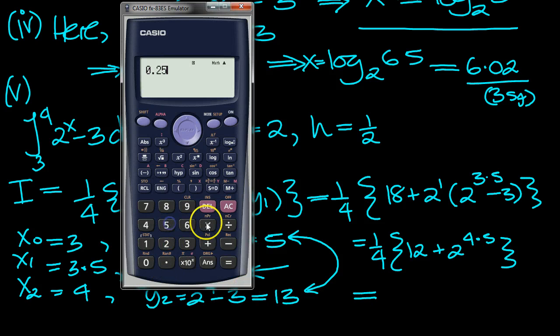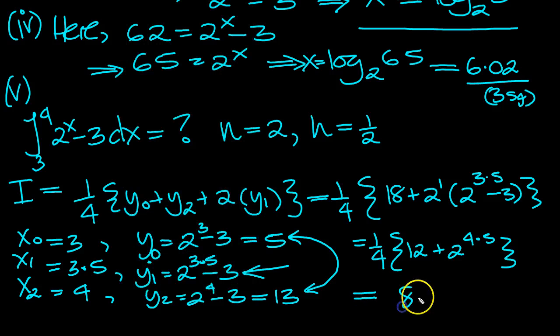So it's 0.25 times bracket 12 plus 2 to the power 4.5, close bracket, equals 8.66 to 3 significant figures. The 5 gets rounded up to a 6. 8.66, and that was to 3 sig figs.